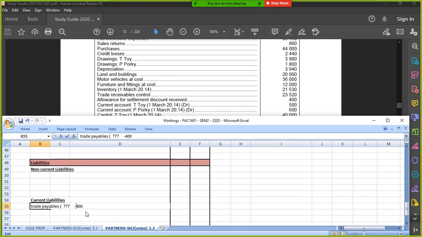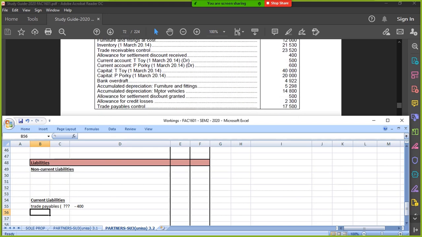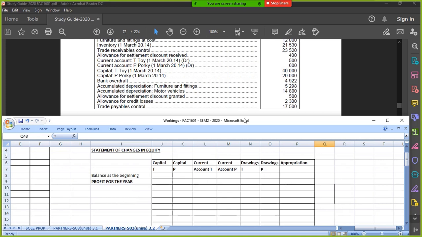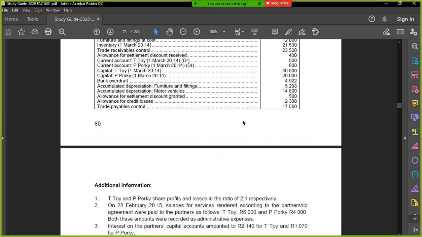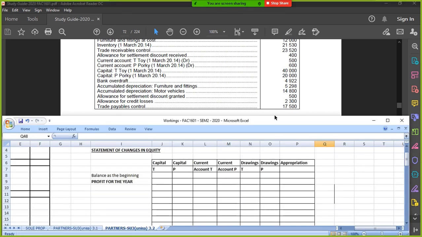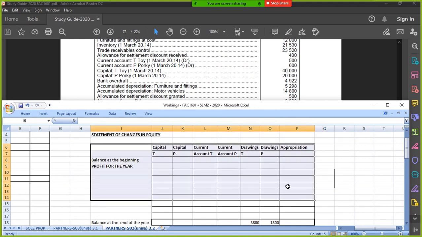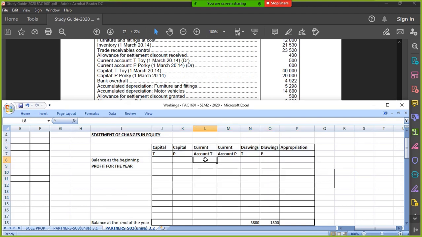Okay, be careful. Minus. What else does the question give you? Current accounts. Okay, so go across. SOCI disclosure here. I want to resize it there. Okay, there we go. So in the SOCI, I've got current account, Toy. Okay, this is for March. It's at the beginning of the year, so it's going to go here. Is it a debit balance? It is a debit, so it's a minus. Porky, minus 600. Also, opening balances on their current accounts.